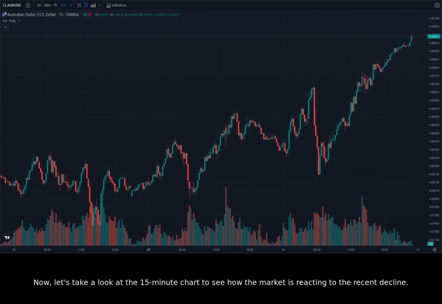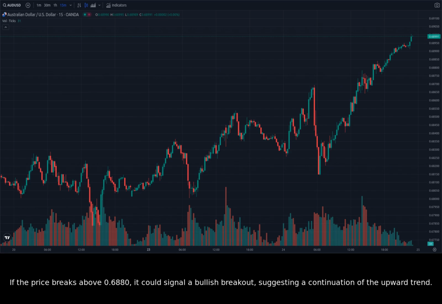Now, let's take a look at the 15-minute chart to see how the market is reacting to the recent decline. As we mentioned earlier, the price has been consolidating around 0.6880 in the last few hours. This chart gives us a very granular view of how the market is moving. The consolidation could be a sign of indecision in the market. It's still unclear which way the market is going to move next. We're seeing some volatility in this chart, which is typical for short-term timeframes. It's important to be aware of the potential for rapid price changes when trading on shorter timeframes.